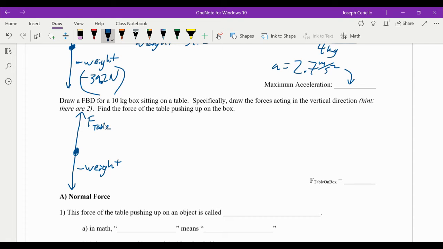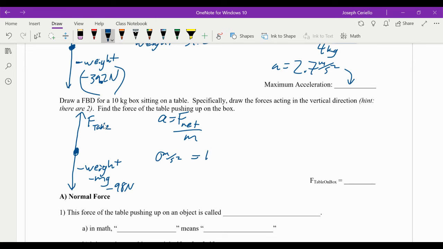So we know the weight. The weight's equal to mg. In this case, m is 10, g is 9.8, so the weight is just negative 98 newtons. So let's go to our equation, a equals F net over m. The box is just sitting on the table. It's stationary, not accelerating up or down, nothing. So the acceleration of the box is going to be 0.